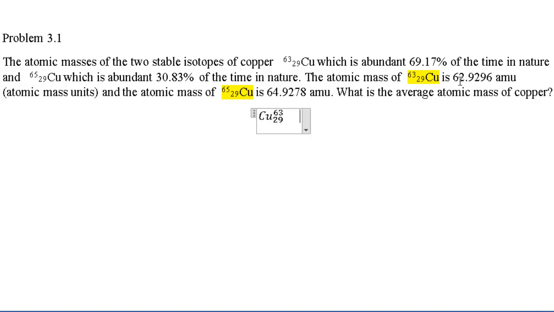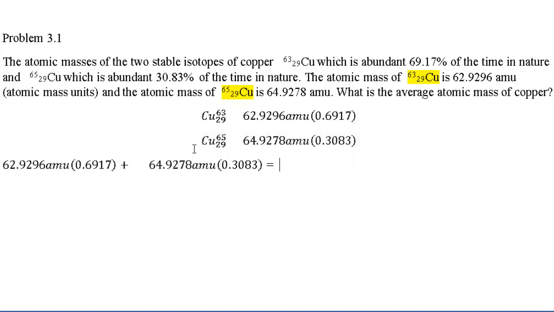So the copper-63 isotope has an atomic mass of 62.9296. So let's go ahead and write that down, 62.9296. This will exist about 69.17% of the time. So let's convert that percentage into a decimal by moving the decimal place 2 places to the left. Likewise, the copper-65 isotope has this atomic weight and exists 30.83% of the time. Let's convert that to a decimal, just divide by 100.